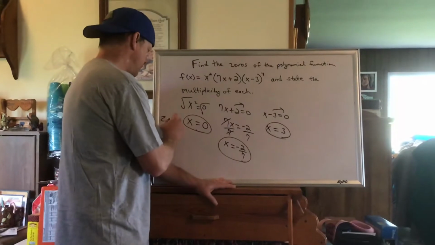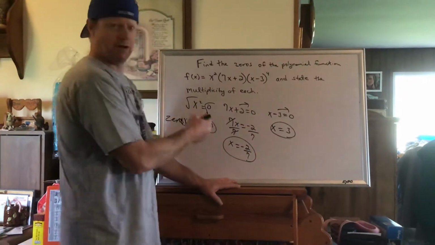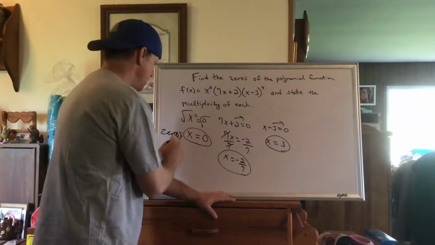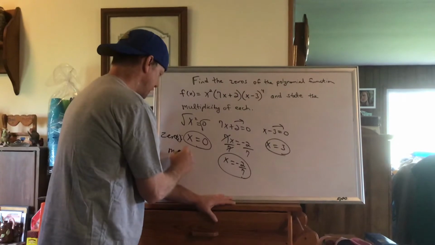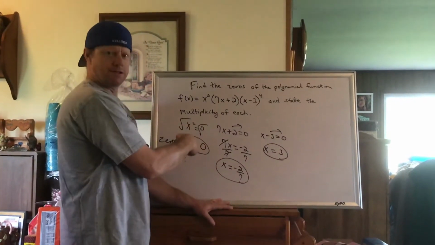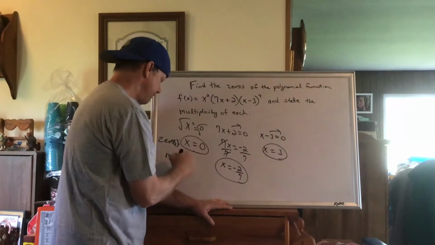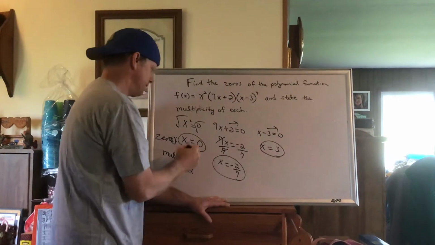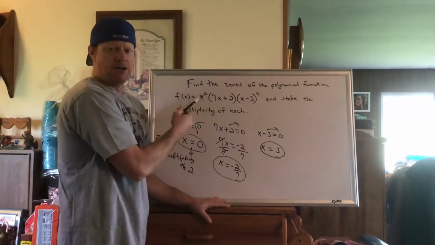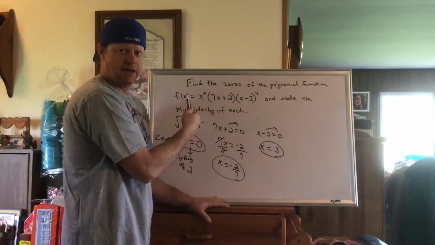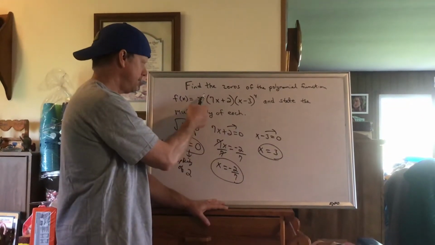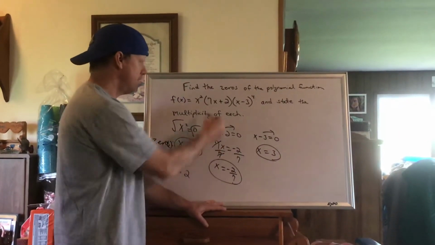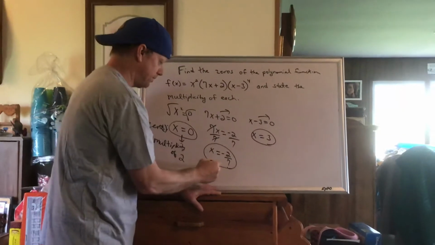So those are the zeros of this polynomial function, and then it says state the multiplicity of each answer. Well, the multiplicity of this answer is going to be 2. How you get the multiplicity is you just look at the exponent on that factor. The exponent on this factor, where we got this answer, was a 2, so it has a multiplicity of 2. Negative 2 sevenths, what is its multiplicity?